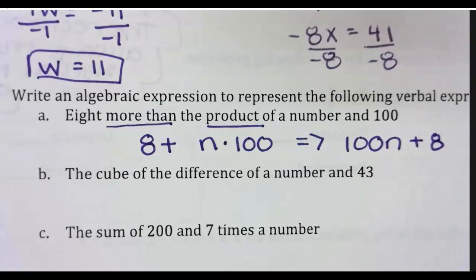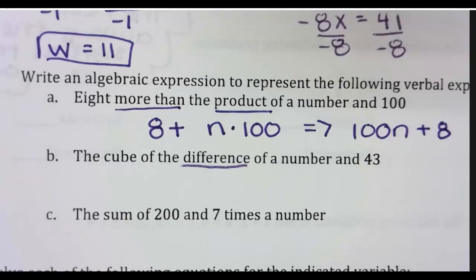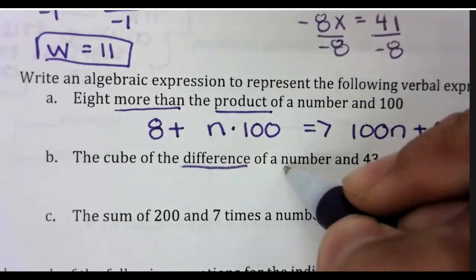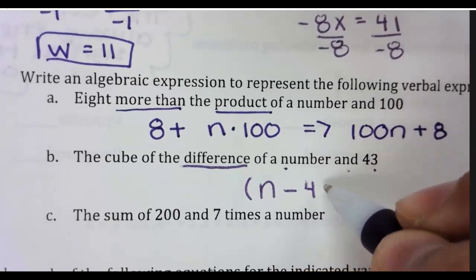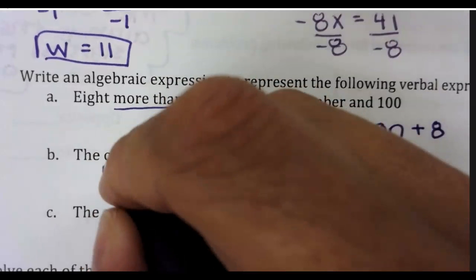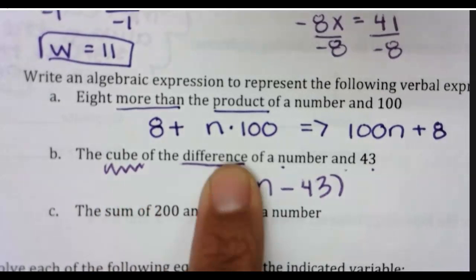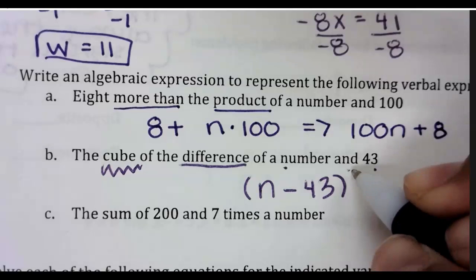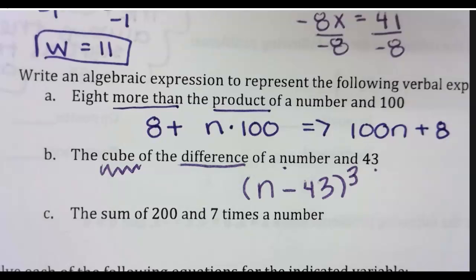Now, subtraction matters. The word difference means to subtract. So the difference of a number and n. So that's n minus 43. It's the difference of the two. Cube is a power. So it's the cube of the difference, which means it's n minus 43 all cubed.